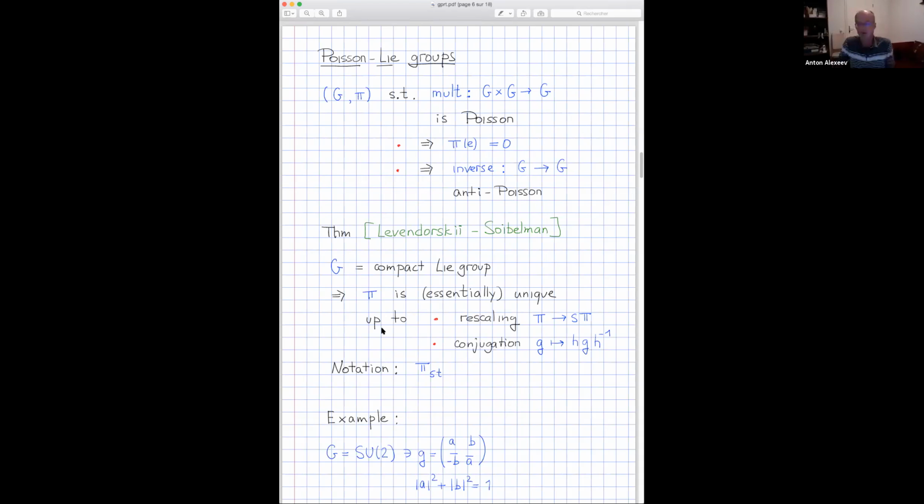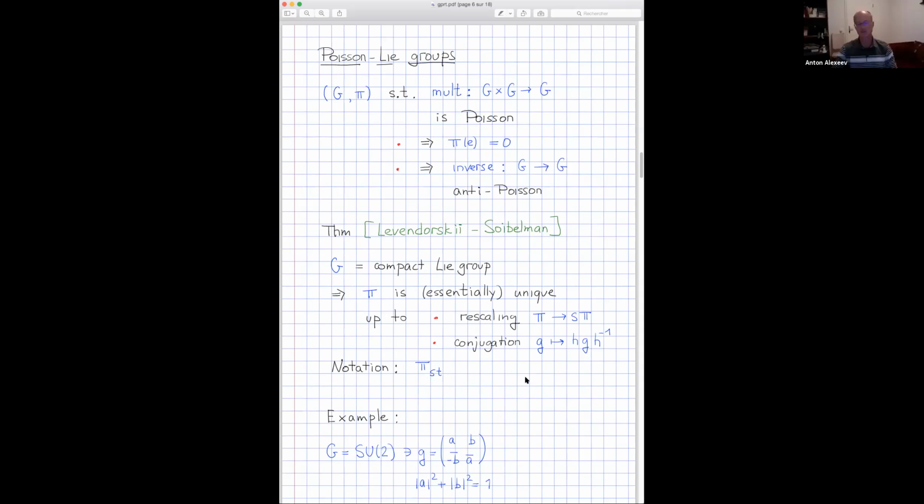So even with this up-to disclaimer, let's assume it is unique. It's of course unique up to possible rescaling, since I can always multiply by some real numbers. And I can also apply conjugations on the group, which are automorphisms of the product. So I can always map by conjugation one Poisson structure to another, and I still get a Poisson structure. So there is some canonical choice with those two disclaimers, and it's called the standard Poisson structure.